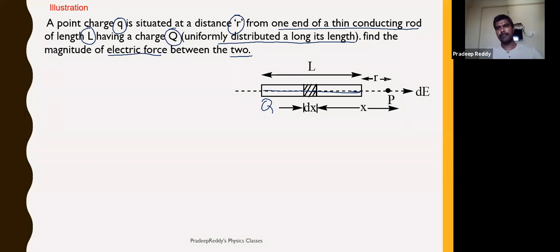Now you have a small charge q over here, and both are separated by a distance. This rod has charge capital Q, and this point charge has charge small q. So this length is an extended charge distribution, right?